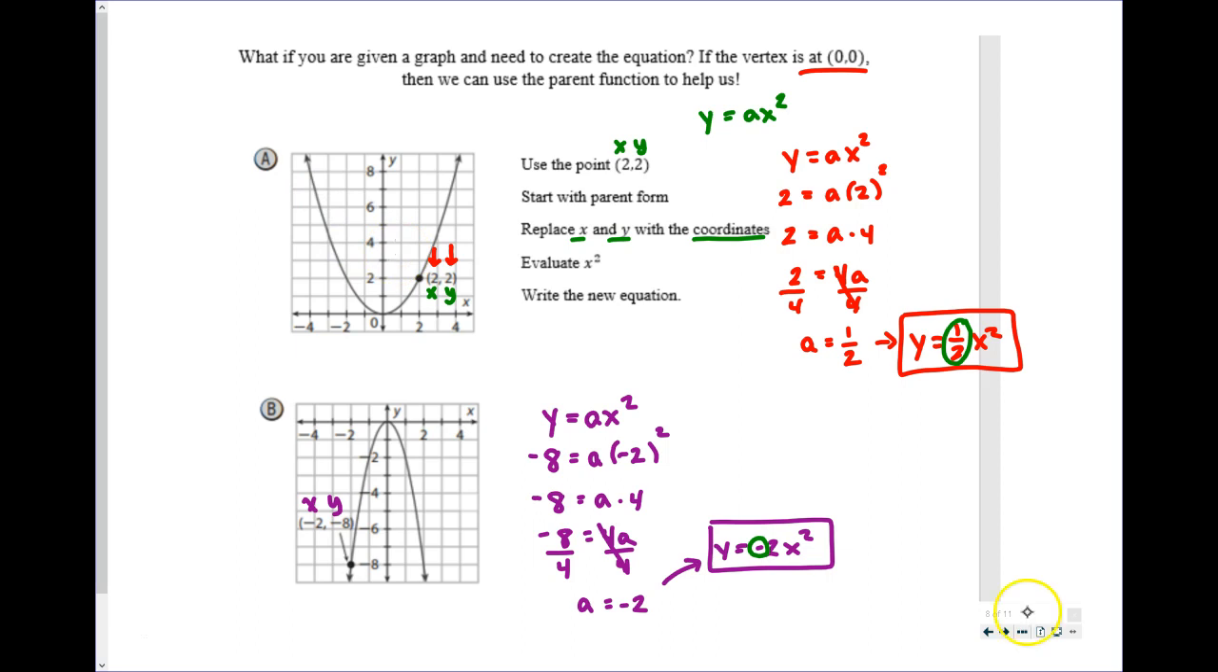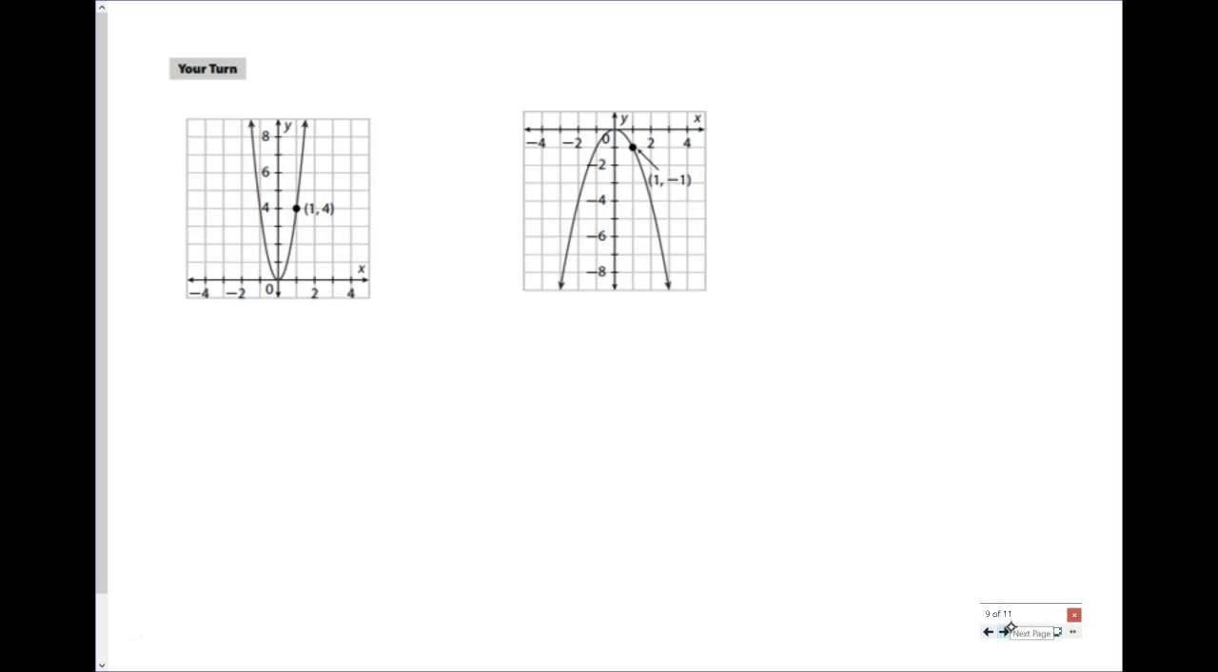Okay? Go ahead and pause again and try and do these 2 on your own. You're starting each with the parent. I'll write that out for you. And then you're going to go ahead and plug that point into your x and y and simplify the same way I did. Okay? So take like 2-3 minutes and try them on your own to get the equation.